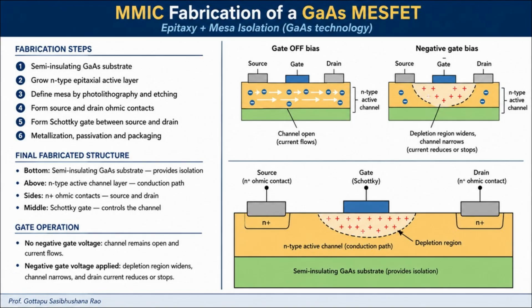As shown in the upper figures, with no negative gate bias, the channel remains open and current flows from source to drain. When a negative gate voltage is applied, the depletion region under the Schottky gate widens, narrowing the N-type channel and reducing the drain current. The lower figure shows the final MESFET structure, with the semi-insulating GaAs substrate providing isolation and the Schottky gate controlling the channel.